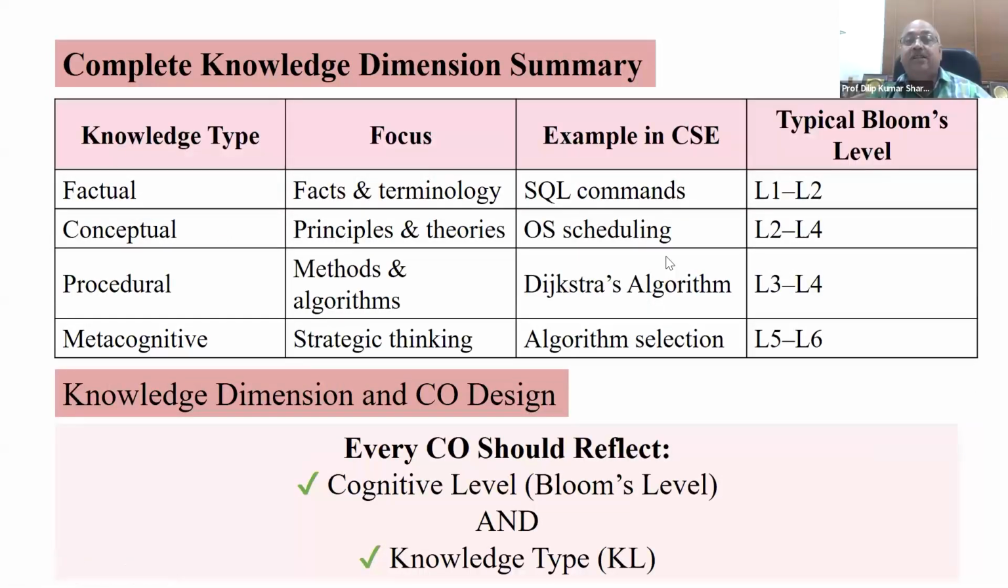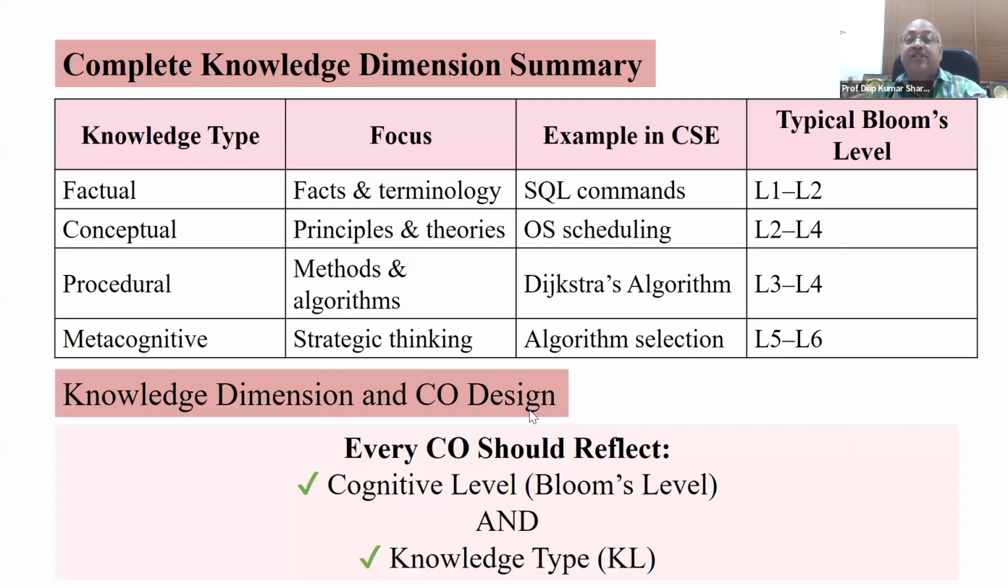So you can see this complete knowledge dimension summary. So knowledge can be factual, conceptual, procedural, metacognitive, focusing on facts and terminology, principle and theory, method and algorithm, strategic thinking. Example, Bloom's levels L1 to L6, which come broadly in this category.